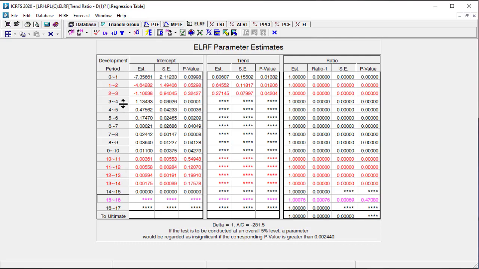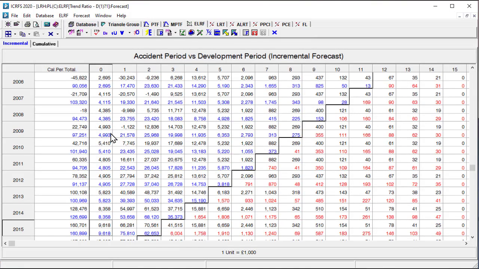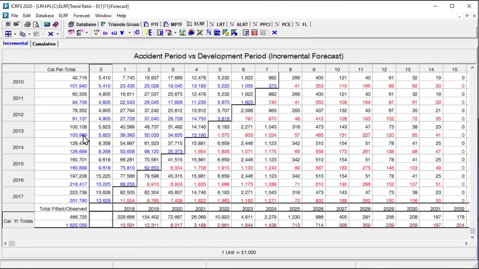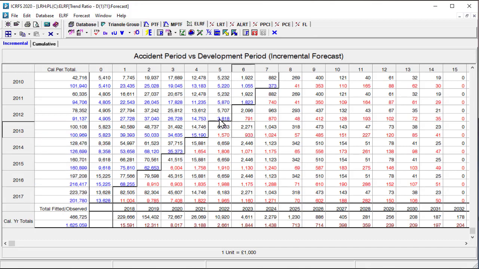Let's now run the forecast. And if we look at this forecast table, you can see that the black numbers are now much closer to the blue numbers in the more recent periods. And further, that these projections down the development periods is now much more in line with what we would have expected given the history in the earlier periods. So again, there's not much of an increase in, say, development period 5, whereas previously this was increasing substantially.